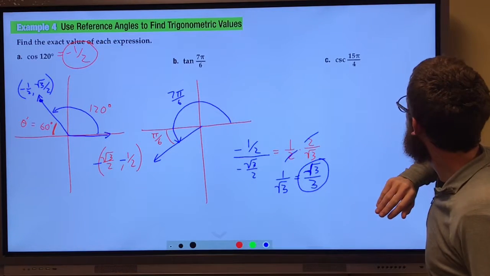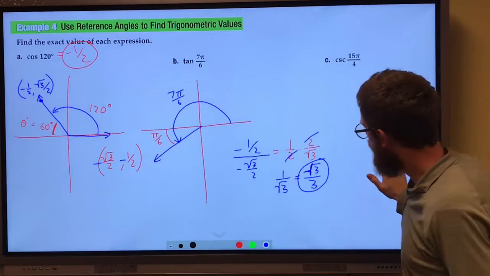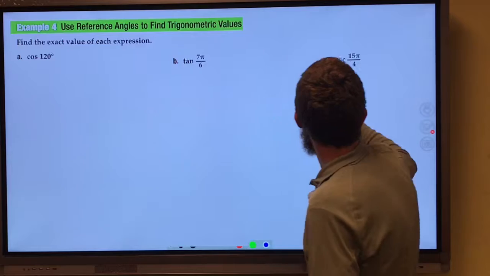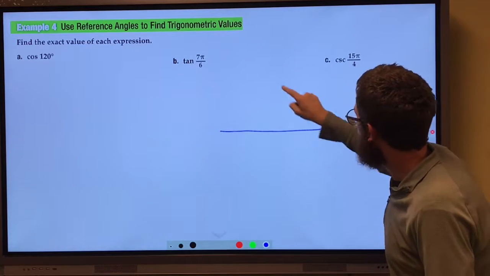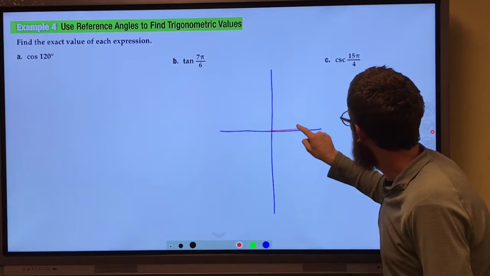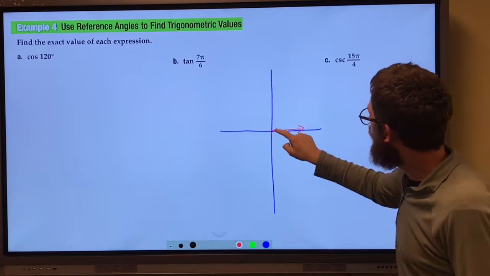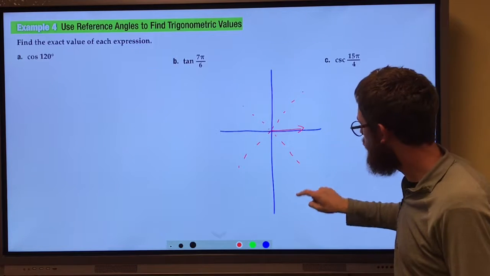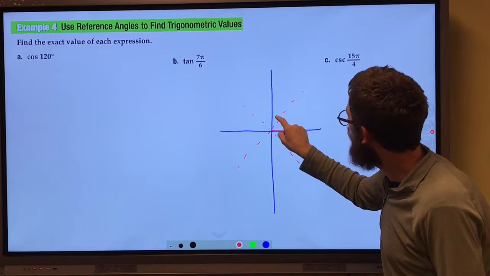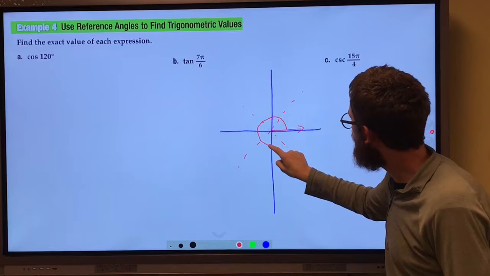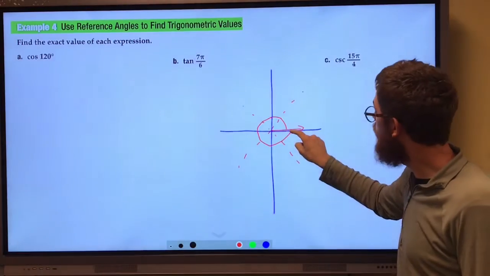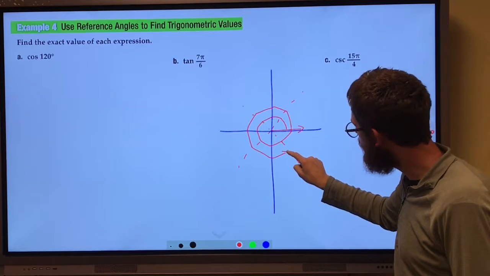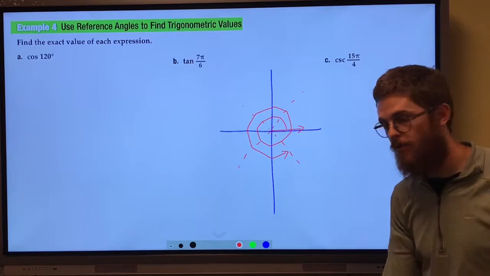Finally, cosecant of 15 pi over 4, draw me a graph. 15 pi over 4, so I'm going to think about my coordinate plane split up into fourths. 1, 2, 3, 4, 5, 6, 7, 8, 9, 10, 11, 12, 13, 14, 15 pi over 4.